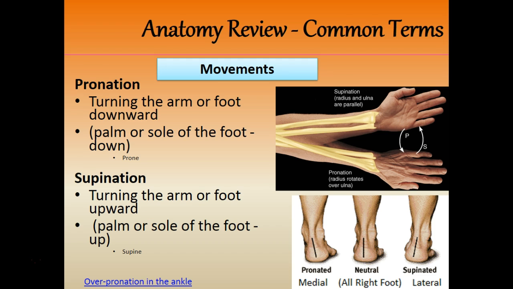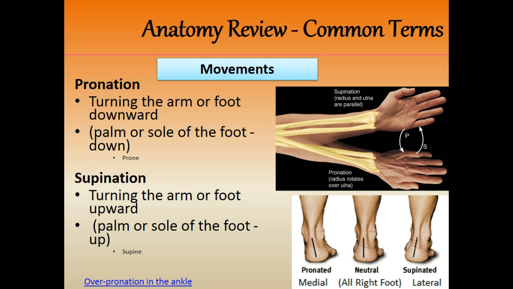Then we have what I would call our combination movements, right? So pronation would be turning of the arm and or the foot downwards. I think of it in the hand as emptying a can. And so the palm would be facing down towards the ground. In the foot, what we would say is that pronation occurs when the foot is placed in a foot flat position, or the calcaneus everts a tad bit.